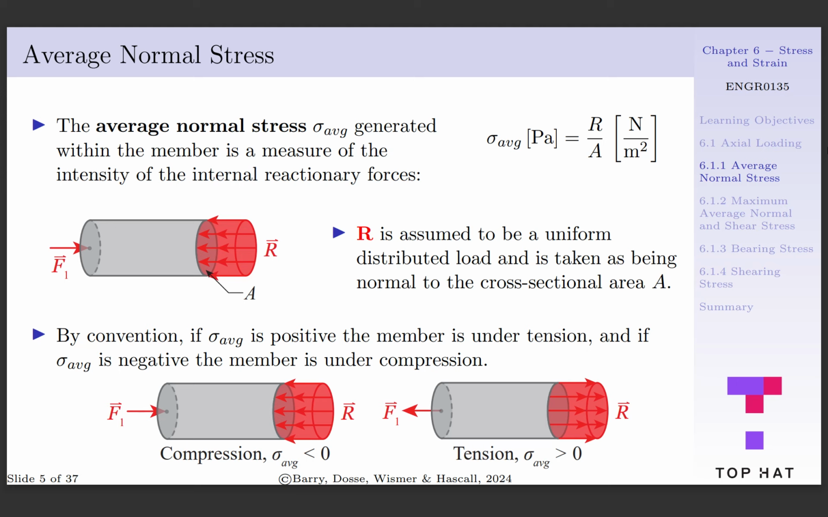The average normal stress, sigma average, is a measure of the intensity of the internal reactionary forces and is equal to R per A, with units of pascals. In this instance, R is assumed to be a uniform distributed load normal to the cross-sectional area. Conventionally, a negative value for average normal stress indicates that the member is under compression, and a positive value indicates the member is under tension.